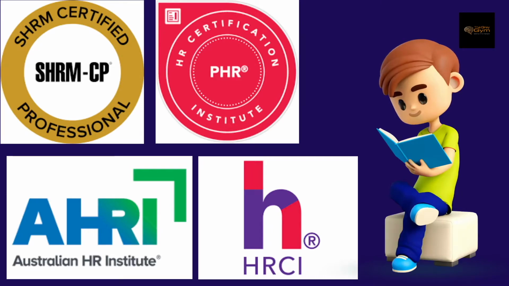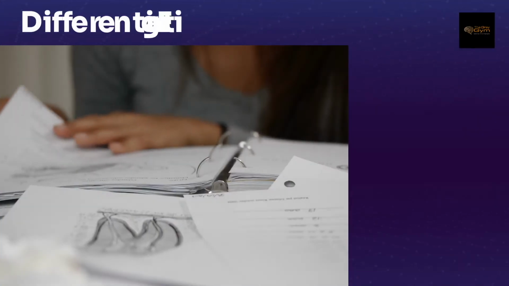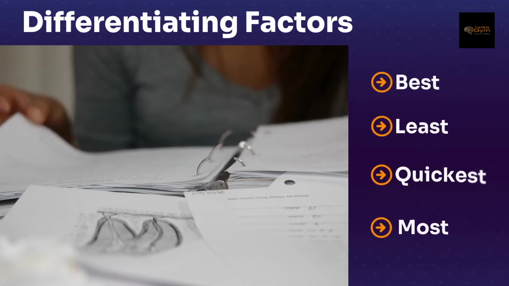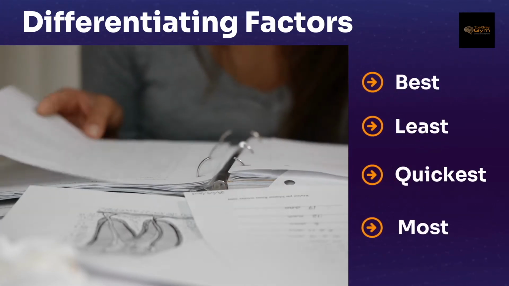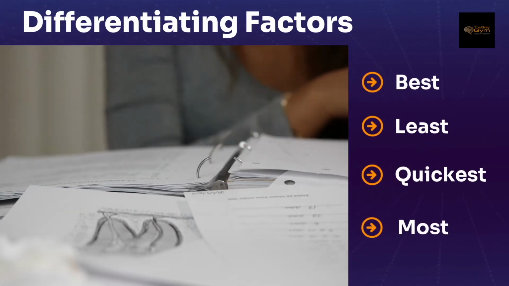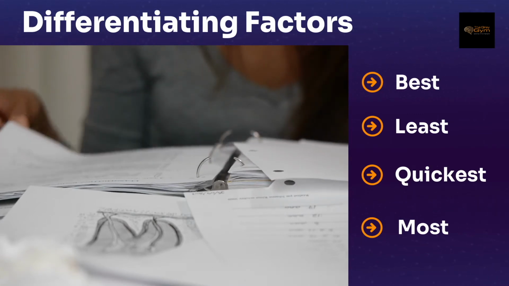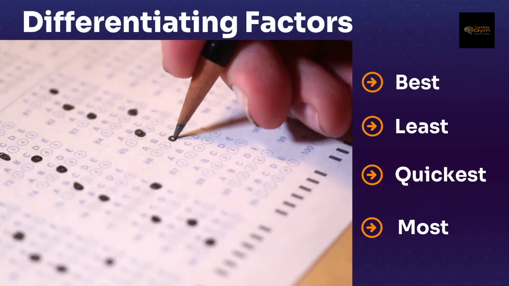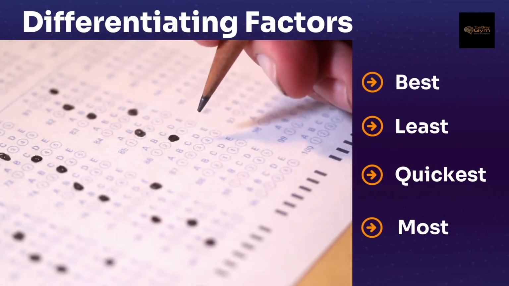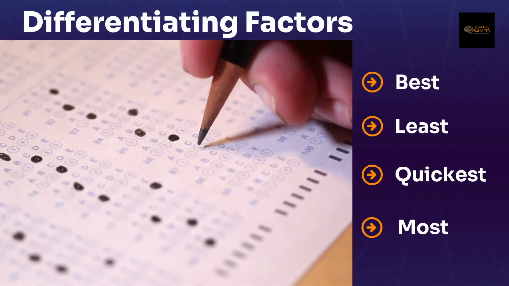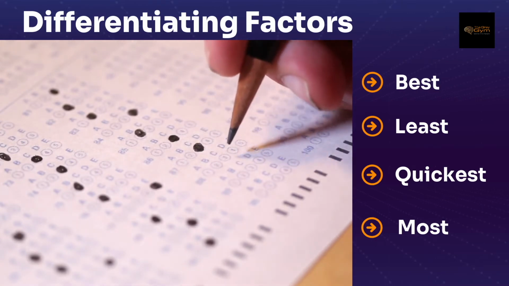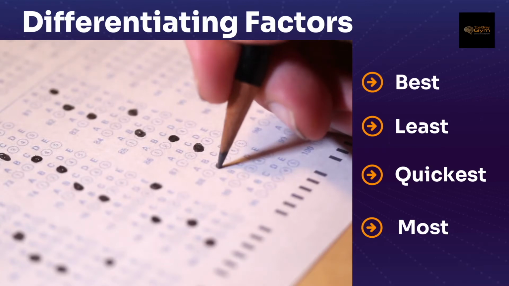Let's begin with tip number 1, differentiating factors. Differentiating factors are words like best, least, quickest, most, and we are going to look for these words in the questions or the answer to help us decipher the correct answer. These are the indicators in the question which will assist us in choosing the correct answer rather than the answer which just may be correct. So let's see how we can apply this theory into practice with an example.